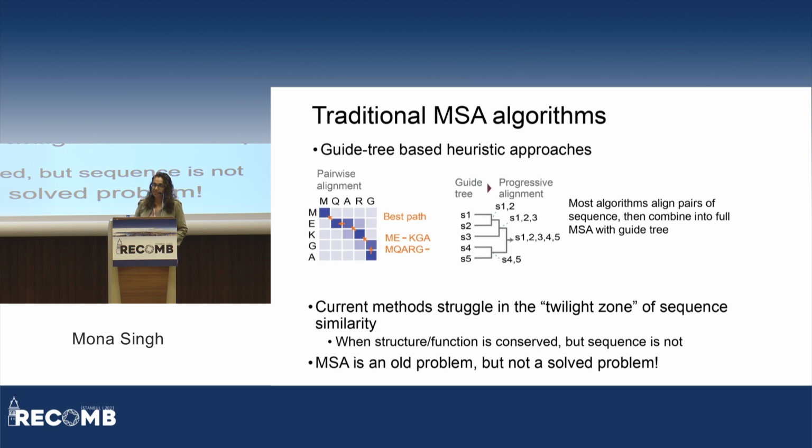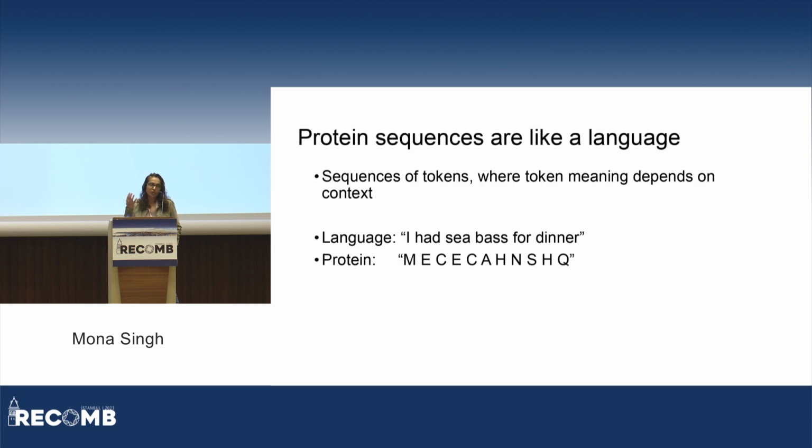I want to say that MSA is an old problem. As I said, people have been working on it for more than 30 years. They've used these so-called progressive alignments, and in the last decade or so have focused on scaling up these types of methods, including making them work better. But even though it's an old problem, it's not a solved problem, and so there's room for brand new ideas. Everyone knows that there's been a revolution going on in natural language processing, and protein sequences are also like a language.